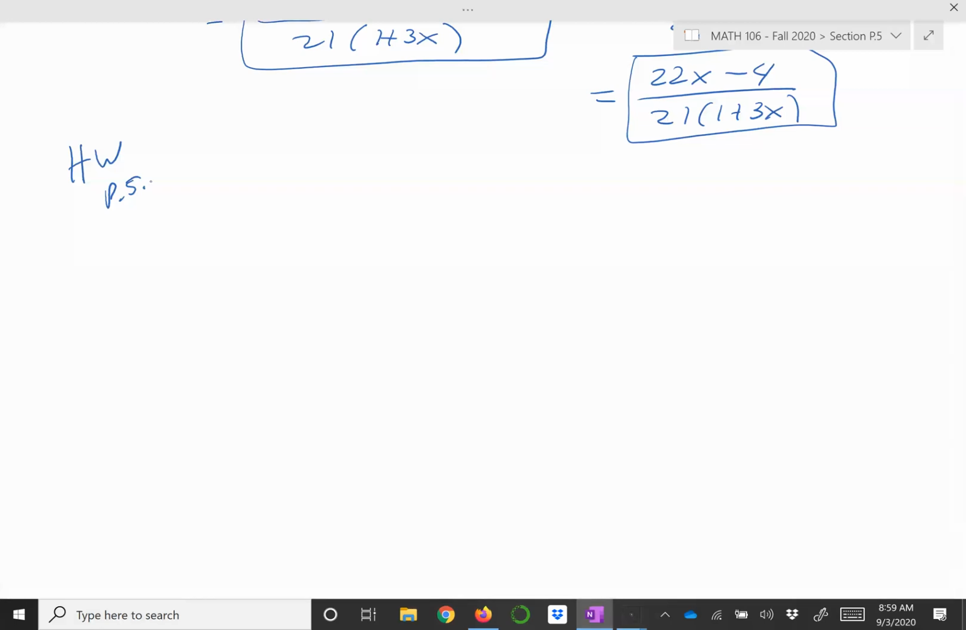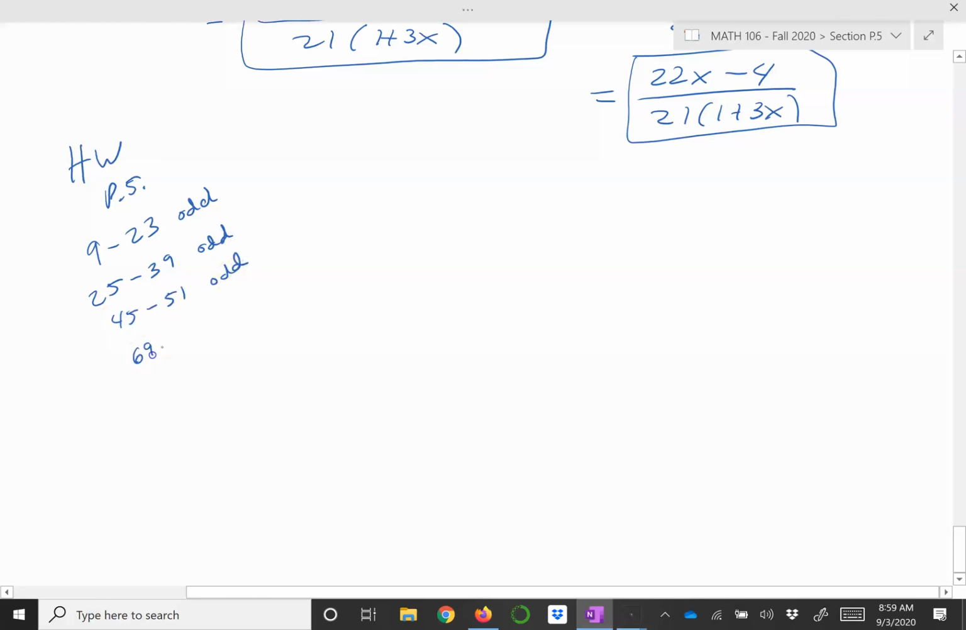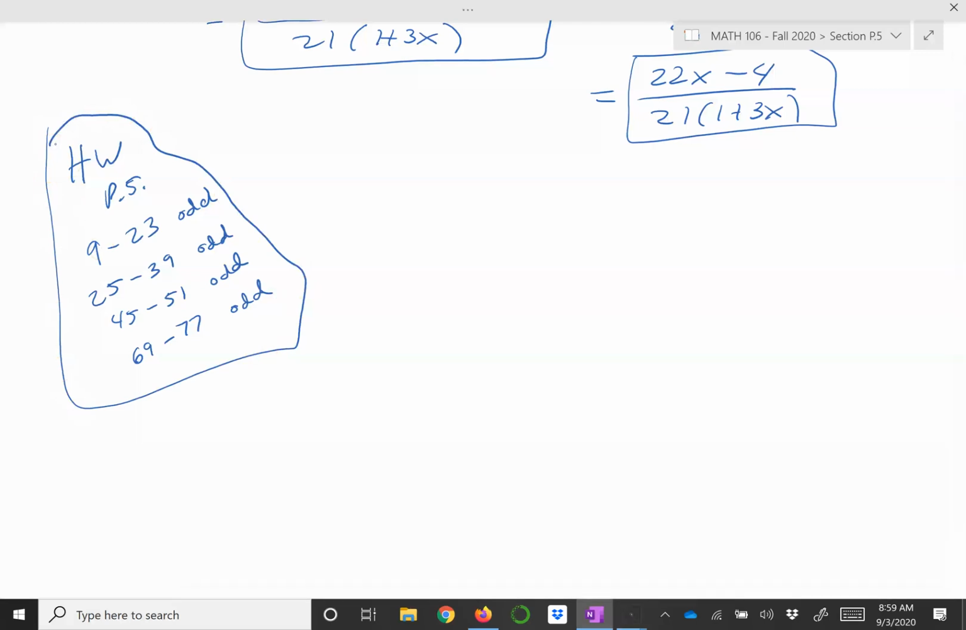Now, this will be a shortish homework assignment only because I've already assigned 9 to 23 odd, right? I already did that. Like I suggested doing that the other day. And then what we'll have left is 25 to 39 odd, 45 to 51 odd, and then 69 to 77 odd. And again, don't worry about any other topics that I did not cover in this section, right? So that's going to put section P5. Are we okay? Yes. Sure.